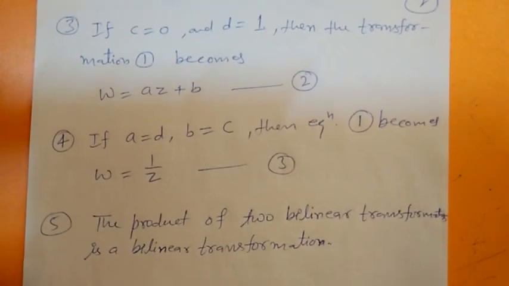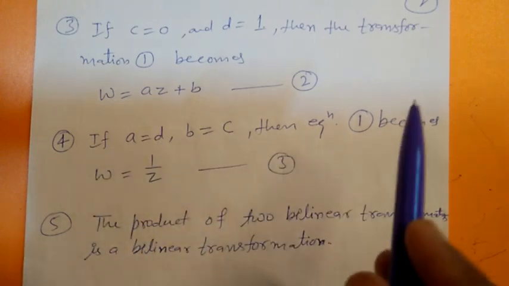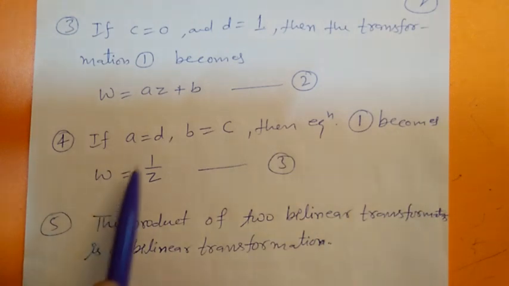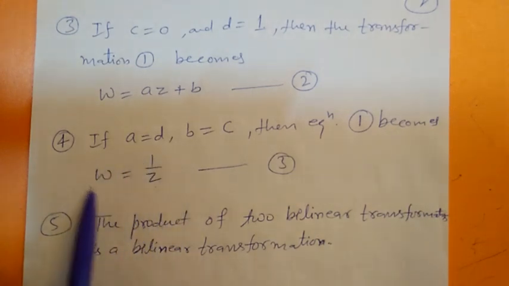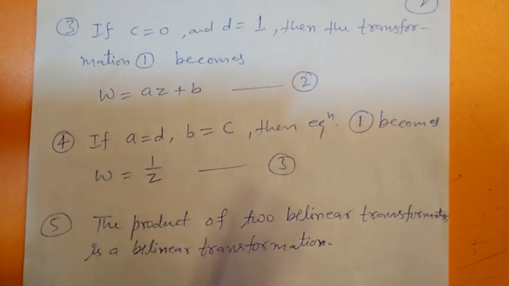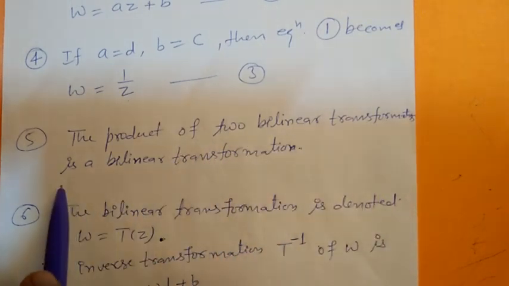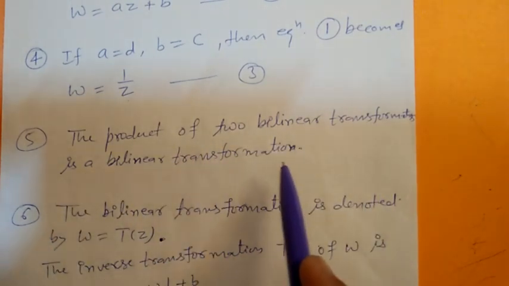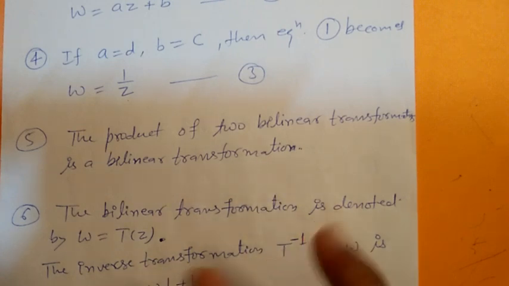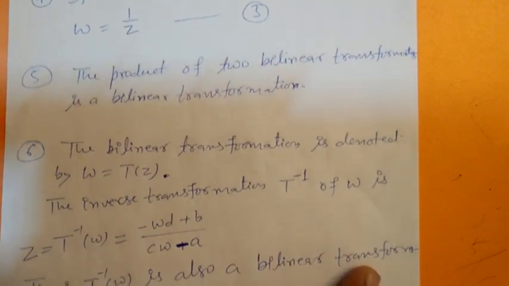Point number 4, if a is equal to d and b is equal to c, then transformation 1 becomes w = 1/z. This 1/z is the inversion mapping or inversion transformation. Point number 5, the product of two bilinear transformations is again a bilinear transformation. That is, when we compute the product of two bilinear transformations, say w1 and w2, the resulting transformation is again a bilinear transformation.